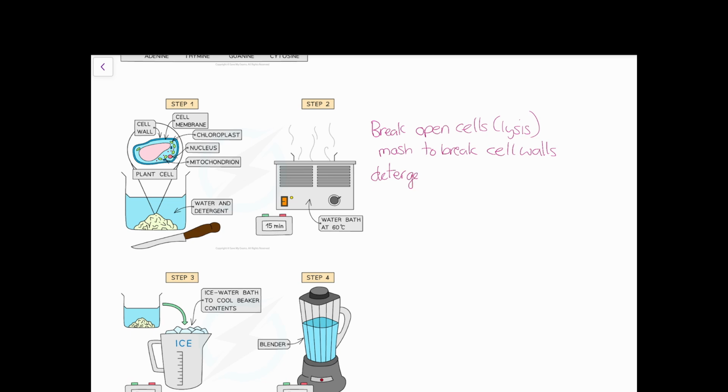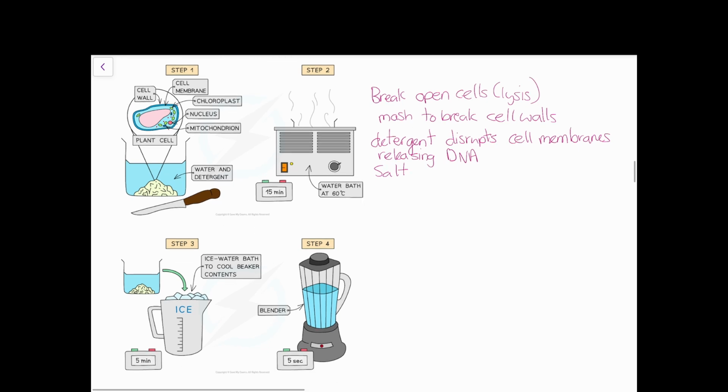Then you would use some kind of detergent, so washing up liquid maybe for that. And what that's going to do is disrupt the cell membranes. So that's going to disrupt the membranes that are between the outside of the cell and the DNA. So that's going to be releasing the DNA then into the solution. We also add salt as well because it helps with this process of getting the DNA out of the cell.